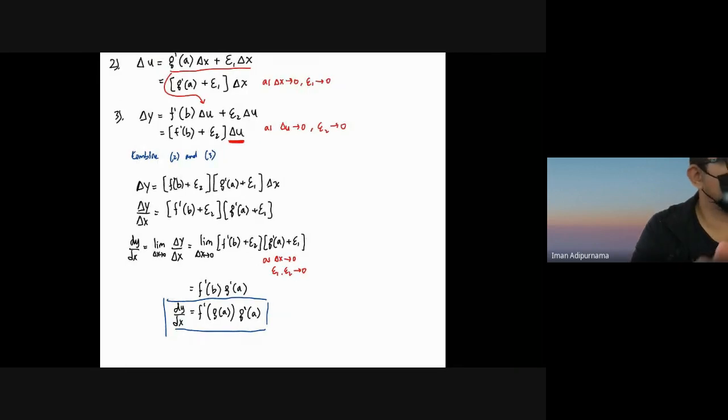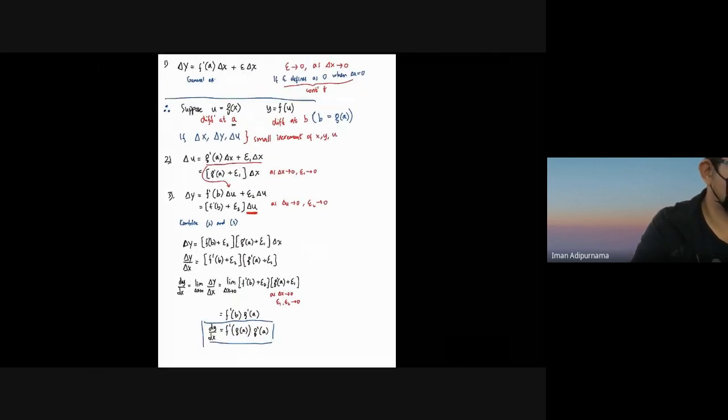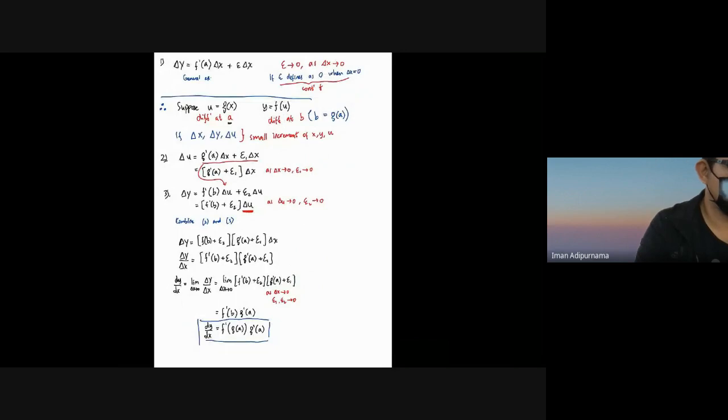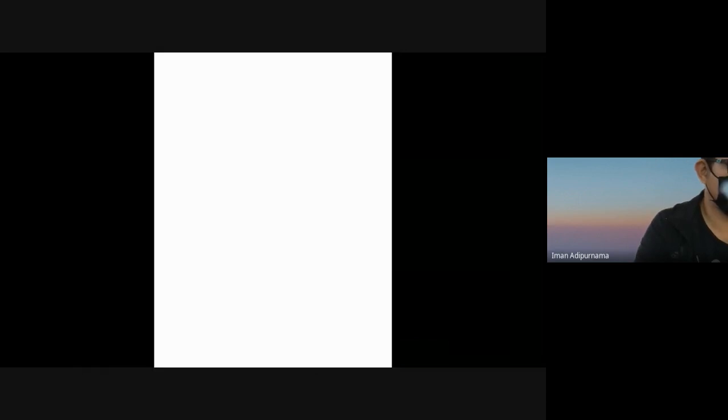Now, in a more practical approach, let's say we have y equals sine x, and then squared. Let's say from a simple function, and we want to look for the first derivative, the y prime, right?